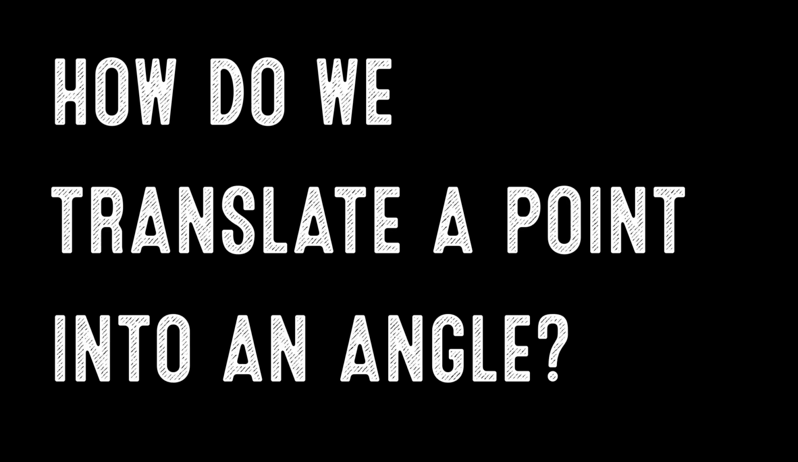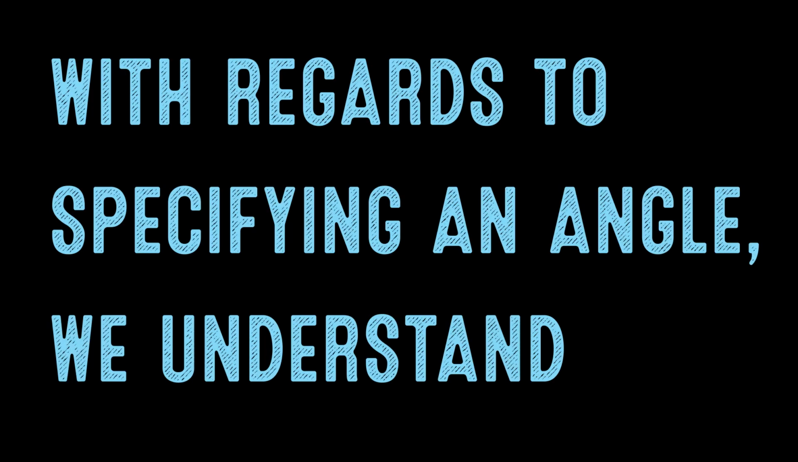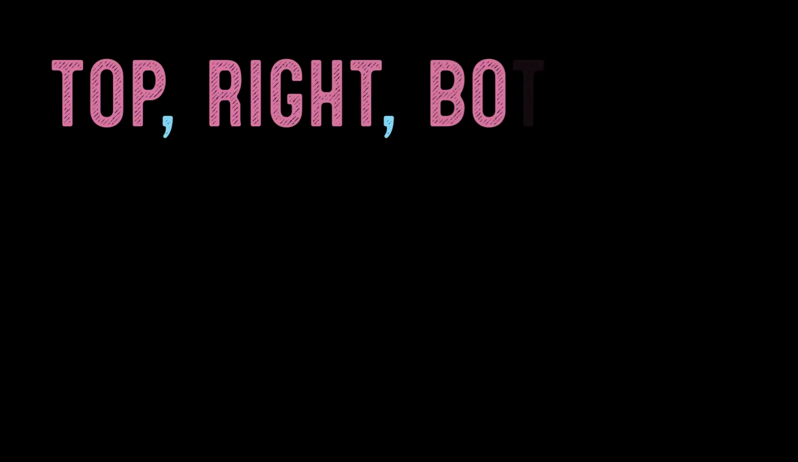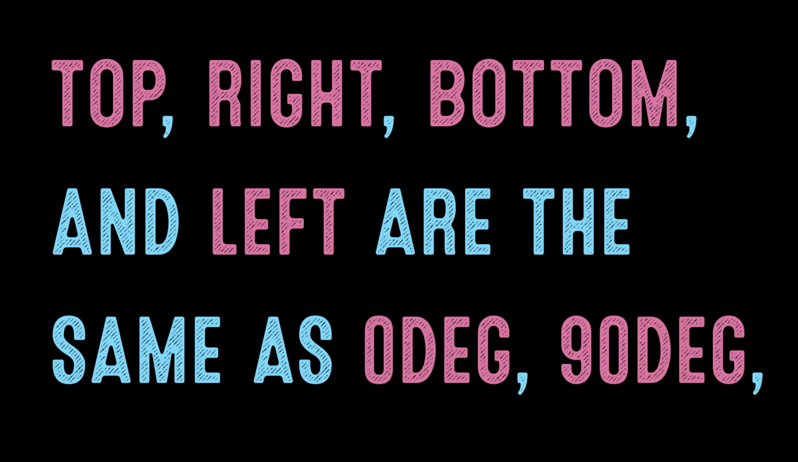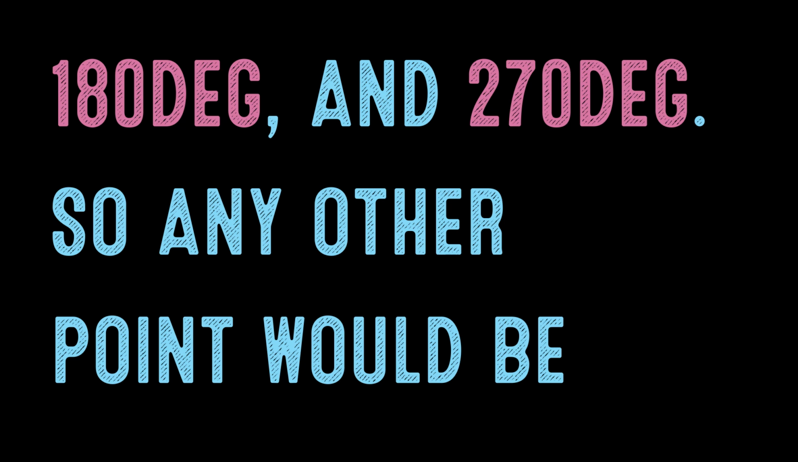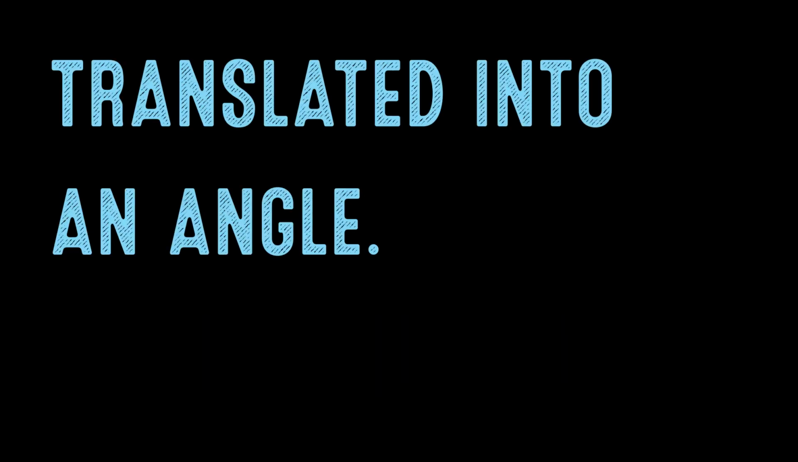How do we translate a point into an angle? With regards to specifying an angle, we understand top, right, bottom, and left are the same as 0 degrees, 90 degrees, 180 degrees, and 270 degrees. So any other point would be translated into an angle.